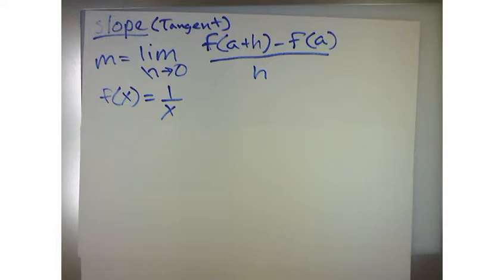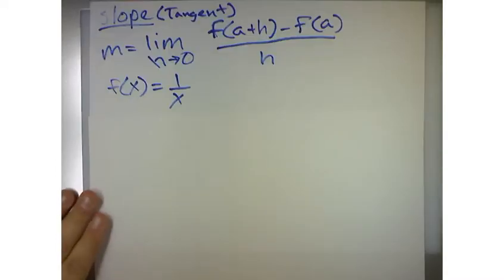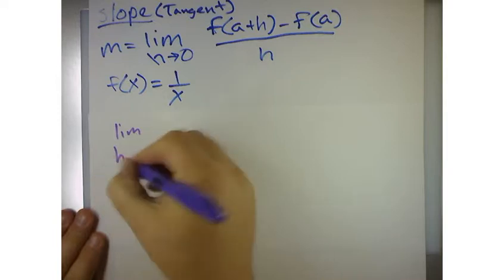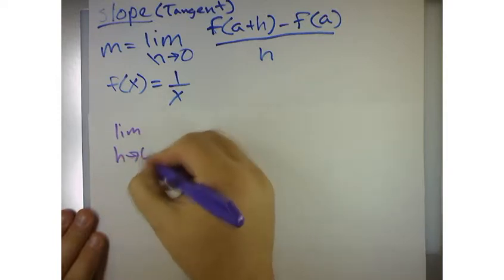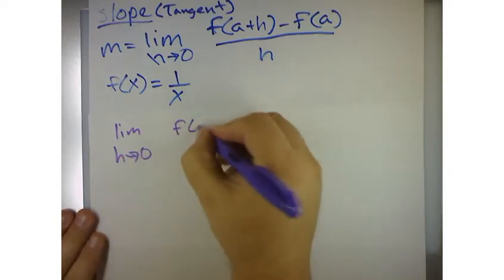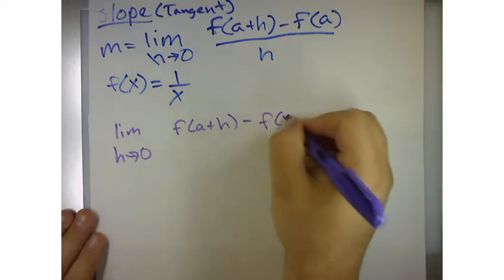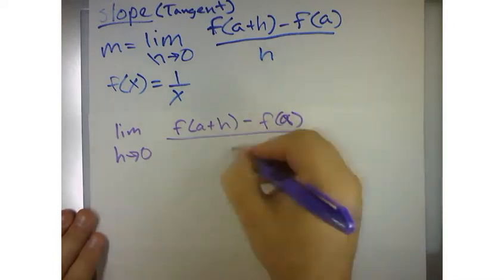If I were to ask you to calculate the average rate of change of the function f of x, and we're using a instead of x, what we would do is say the limit of this function as h approaches 0, and we would say f of a plus h minus f of a, all over h.